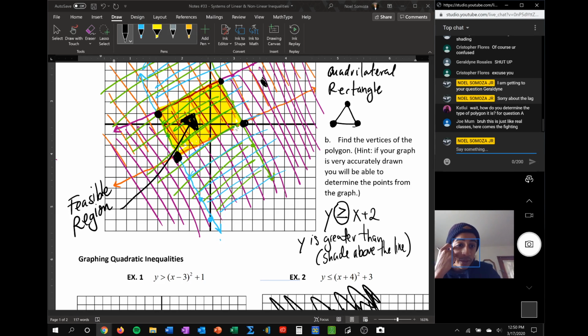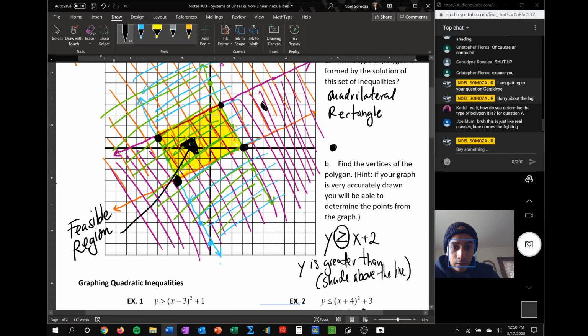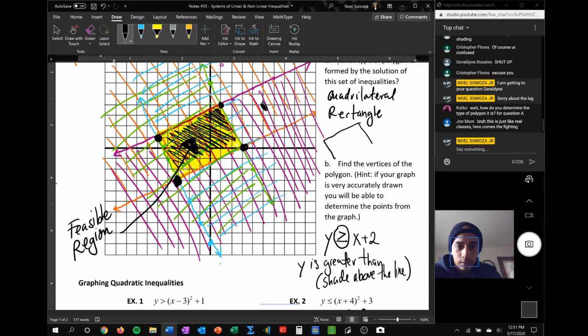Okay, how do you determine the type of polygon it is? Let me erase this triangle because that's a little confusing. Basically, I'm just looking at the shape of where the answer comes from, right? The answer for this part is everything that's shaded overlapped. So I'm looking at only this piece. If I were to draw that out, this is what I get.